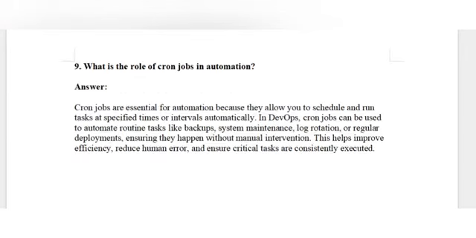Question number 9. What is the role of cron jobs in automation? The answer is, cron jobs are essential for automation because they allow you to schedule and run tasks at specified times or intervals automatically. In DevOps, cron jobs can be used to automate routine tasks like backups, system maintenance, log rotation, or regular deployments, ensuring they happen without manual intervention. This helps improve efficiency, reduce human error, and ensure critical tasks are consistently executed.